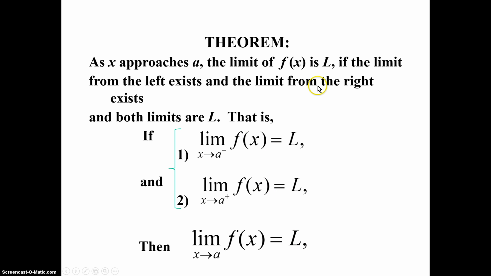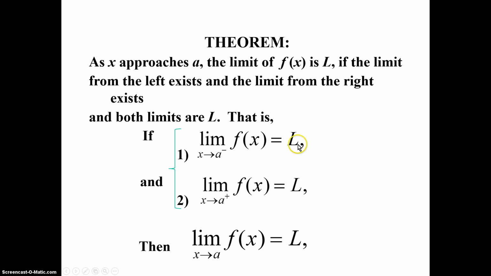So for example, if your limit of f of x as x approaches a from the left is 3, and your limit of f of x as x approaches a from the right is 3, then you know that your limit of f of x as x approaches a, or whatever we approached, I forgot already, equals 3.